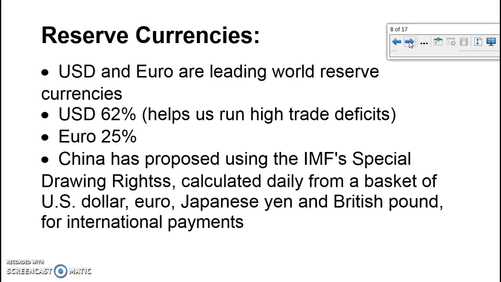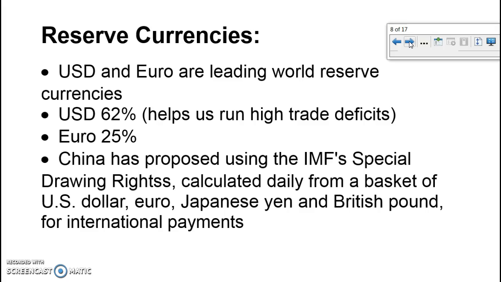So reserve currencies: most countries in the world keep some of their wealth or their assets in what's called reserve currencies. And the US dollar and the euro are the leading ones. So a lot of countries, for example, Indonesia, would have an account filled with a certain number of US dollars, a certain number of euros. That's money they're keeping in case their own currency loses value, so that they're actually able to still be a player in the world market and function. The US dollar tends to be about 62% of reserve currencies, and the euro about 25%.